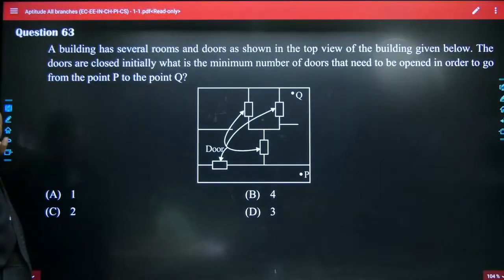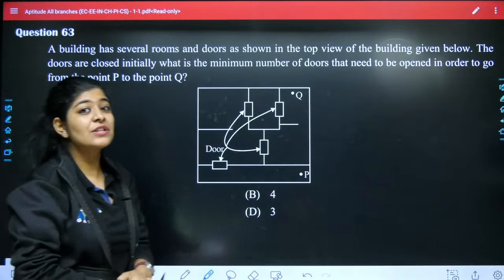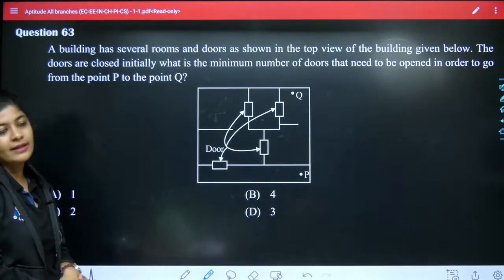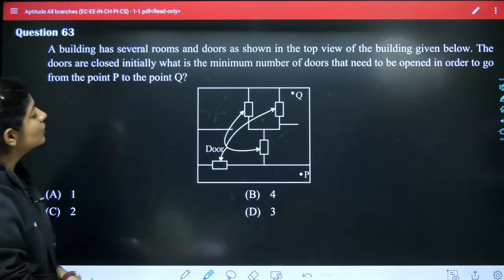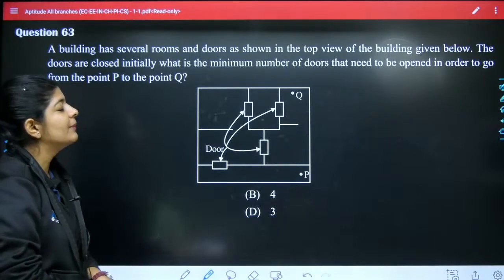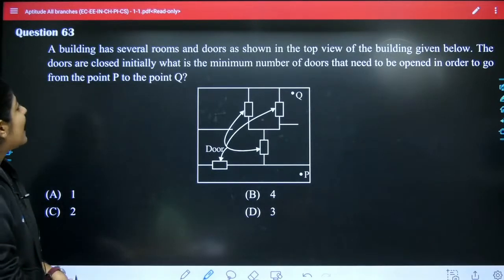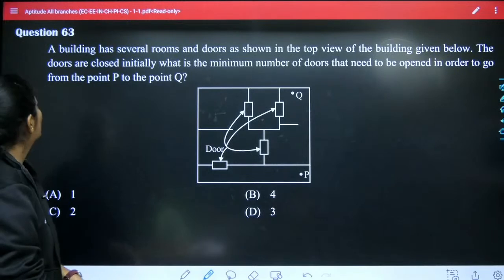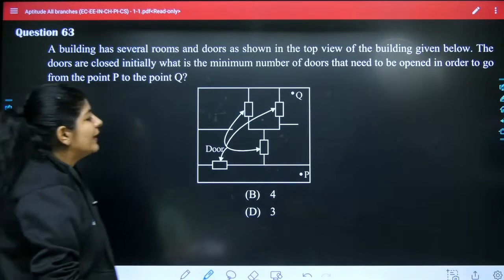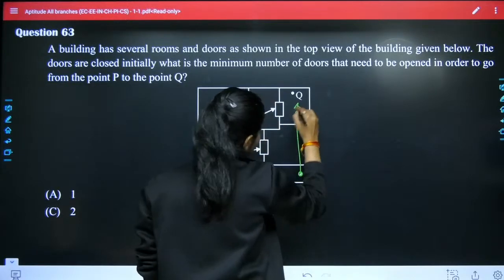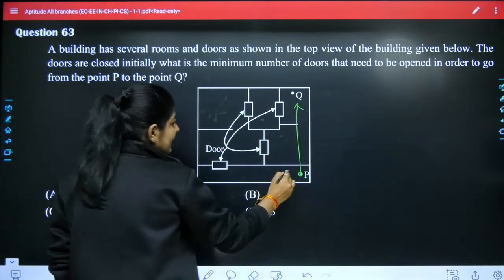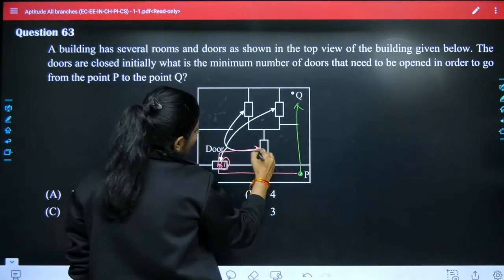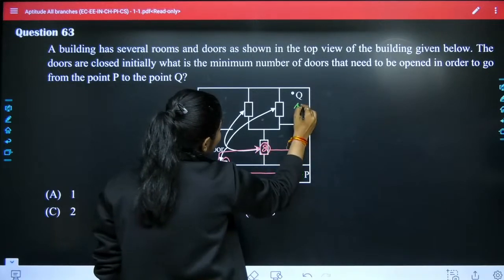This is a question from special aptitude, or logical thinking. A building has several rooms and doors as shown in the top view of the building given below. The doors are closed initially. What is the minimum number of doors that need to be opened in order to go from point P to Q? Here we go through this door, door number 1, and then through door number 2, and we can easily reach point Q.